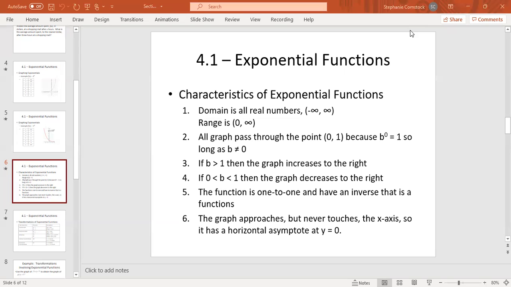Now, the last one is the graph approaches but never touches the x-axis. So it does have a horizontal asymptote at y equals 0. Now, we're going to talk about some transformations that can occur with this.